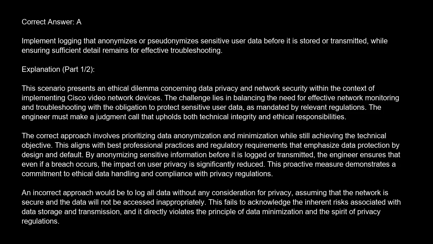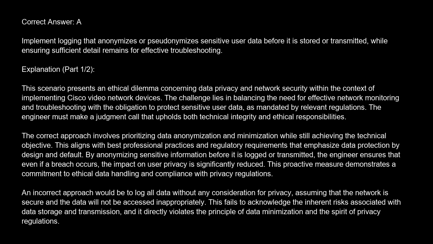The correct answer is A. Implement logging that anonymizes or pseudonymizes sensitive user data before it is stored or transmitted, while ensuring sufficient detail remains for effective troubleshooting. Explanation. This scenario presents an ethical dilemma concerning data privacy and network security within the context of implementing Cisco video network devices. The challenge lies in balancing the need for effective network monitoring and troubleshooting with the obligation to protect sensitive user data, as mandated by relevant regulations. The engineer must make a judgment call that upholds both technical integrity and ethical responsibilities.